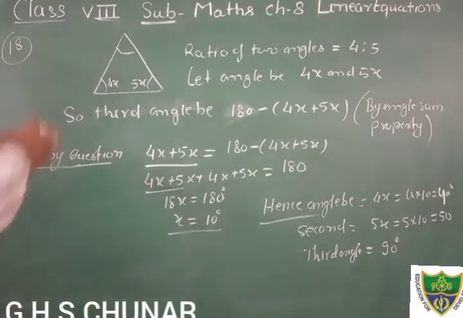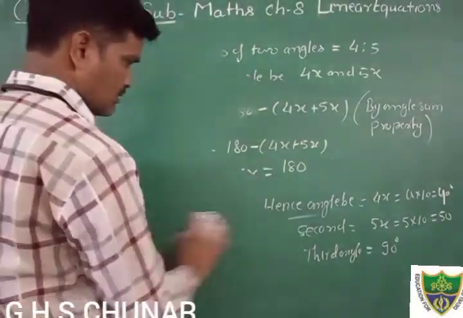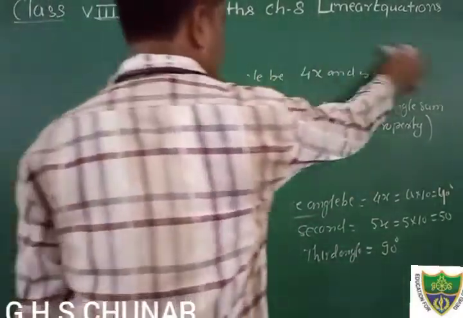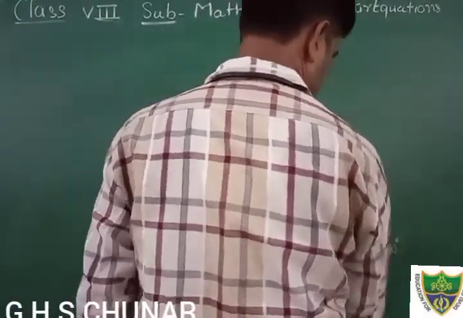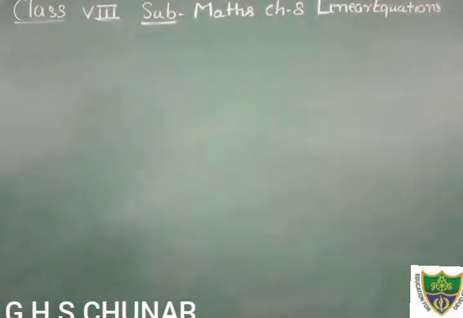Okay, now we come to question number 19. In question number 19, it is given that a steamer goes downstream from one port to another in 9 hours. It covered the same distance upstream in 10 hours. If the speed of the stream is 1 kilometer per hour, find the speed of the steamer in still water and the distance between the ports.